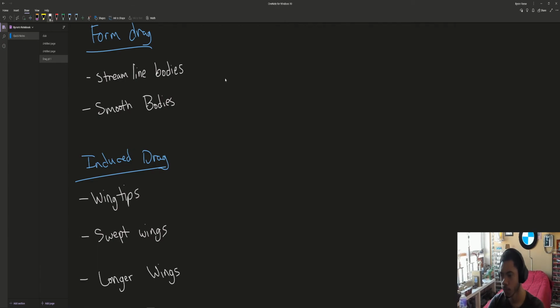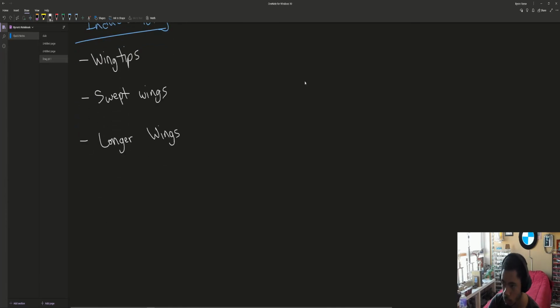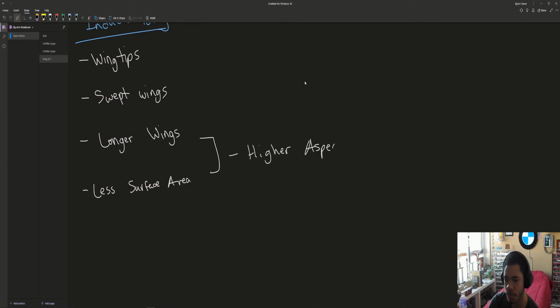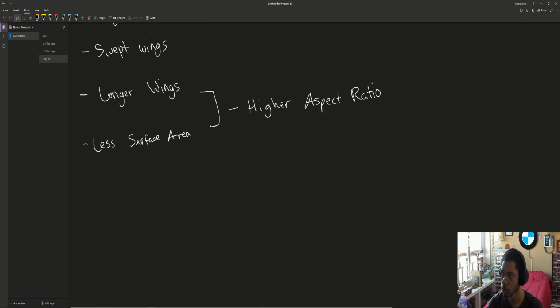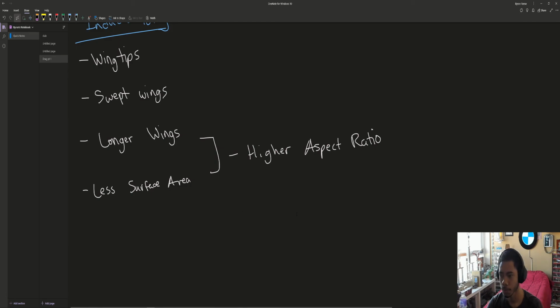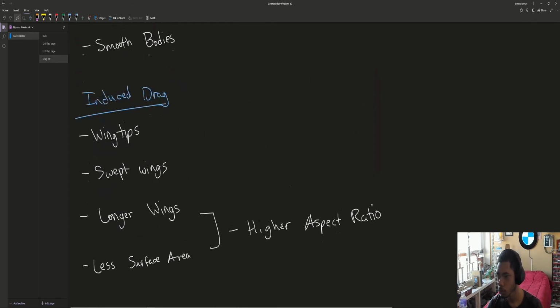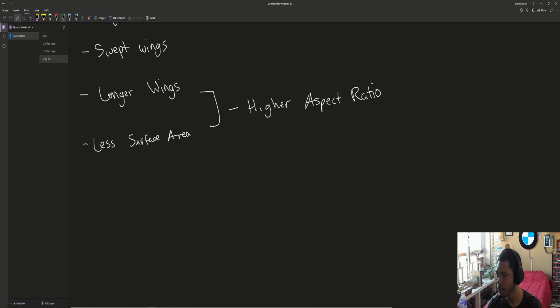Longer wings. Less surface area. Together, higher aspect ratio. Alright. So that's it for induced drag. Next up, we have interference drag.